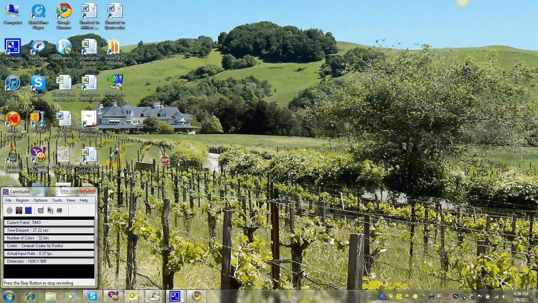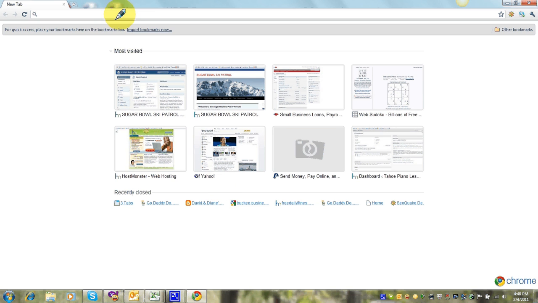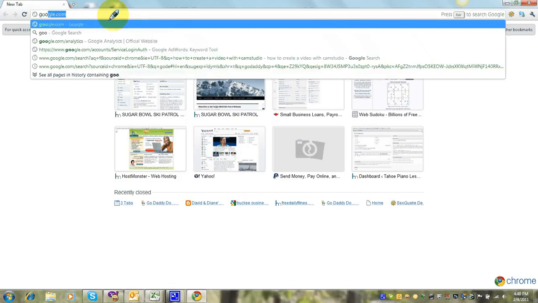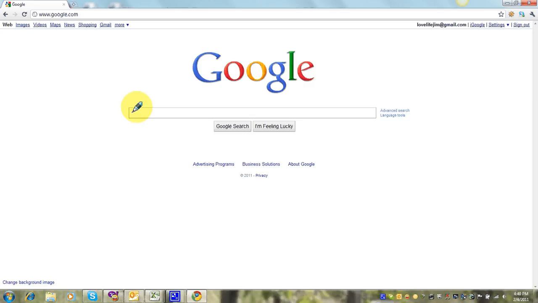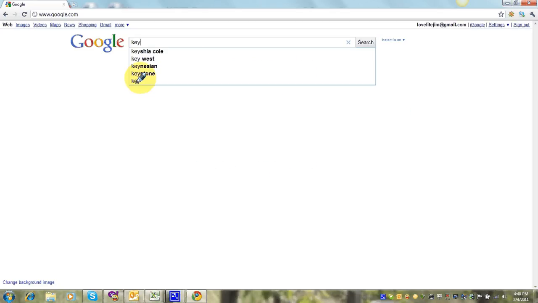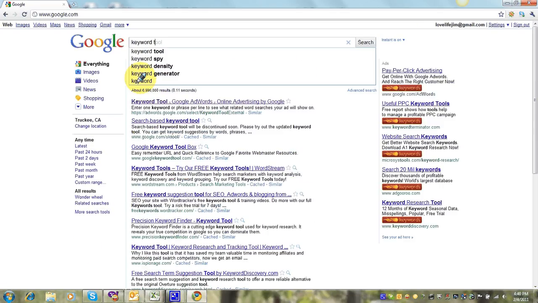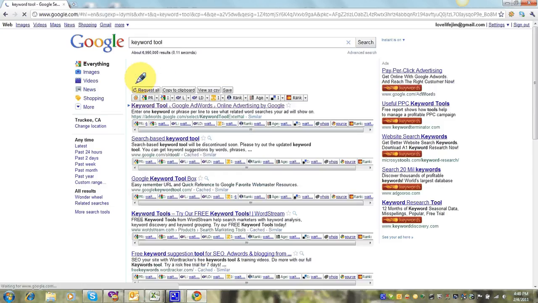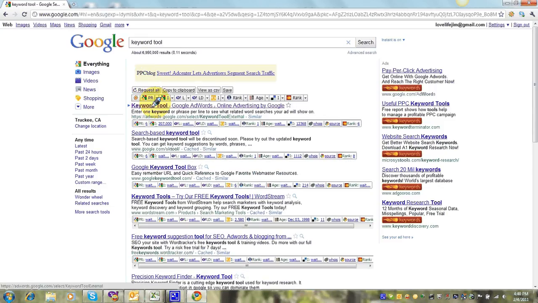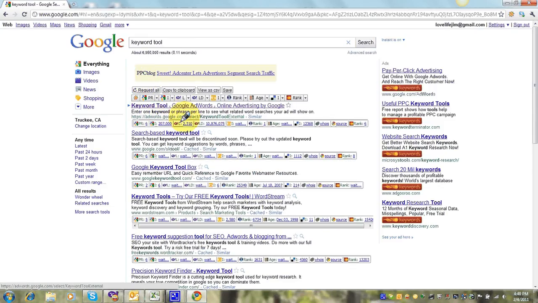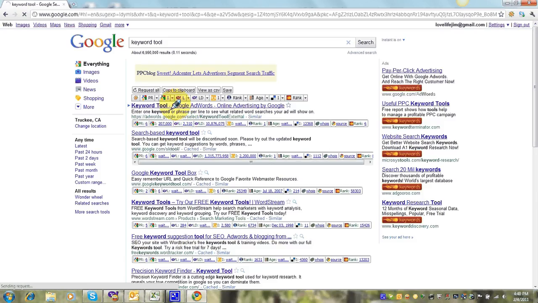So first you want to go to your browser, and I happen to use Google Chrome, but you can just go to google.com and type in keyword research, keyword tool. Alright, and the very first listing here, the AdWords tool, is what you want. So I'll click there.